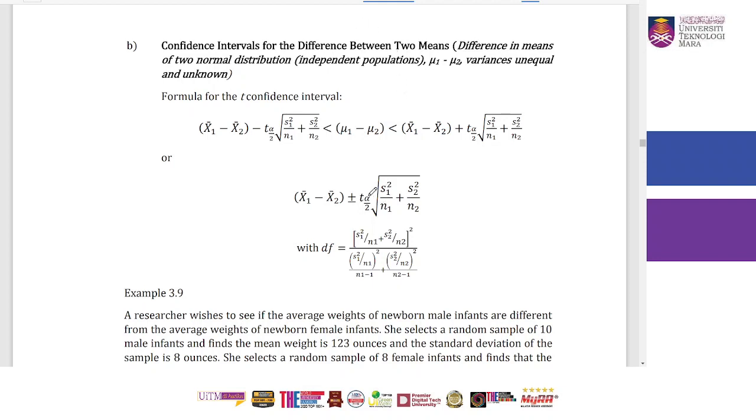So again, this part is supposed to be t alpha over 2 with the degrees of freedom. That is the correct way of writing the critical value. It must have the degrees of freedom. It differs from Z because Z has no degrees of freedom, just Z alpha over 2. But for the t statistic, you must have the degrees of freedom attached to the critical value. Okay. So this is the situation.